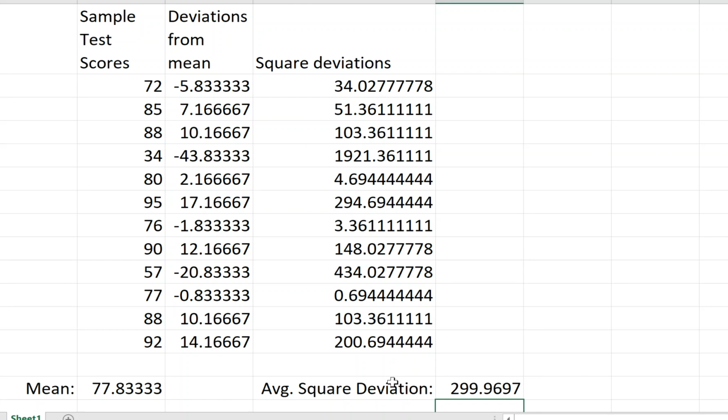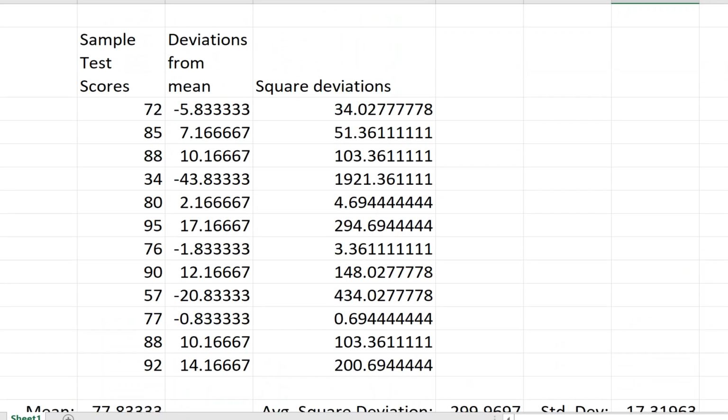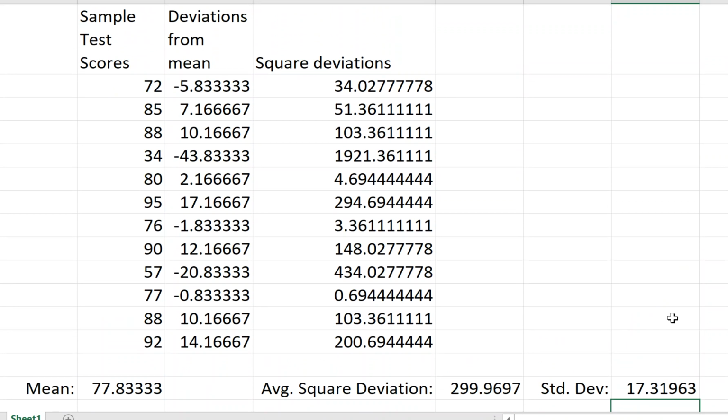Now, that's my average squared deviation. I actually want to know my standard deviation, so this is the point where I will unsquare that number to get my standard deviation. I do that by square rooting that number. So my standard deviation in this example is about 17.3. On average, my test scores are 17.3 units from this mean of 77.83. Let's take this and put it back into OneNote where I can make some notes on it for you.